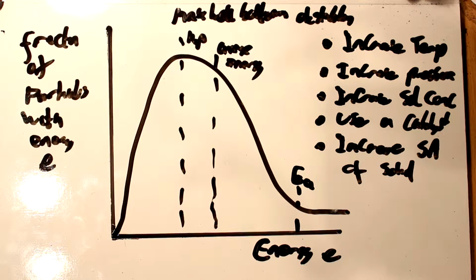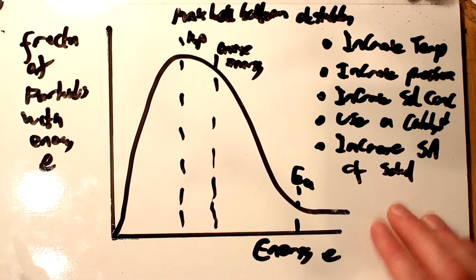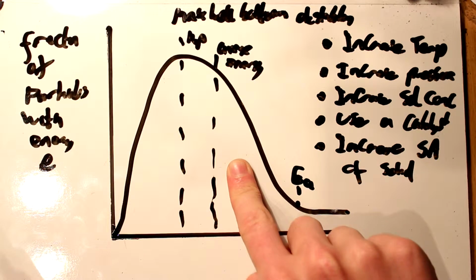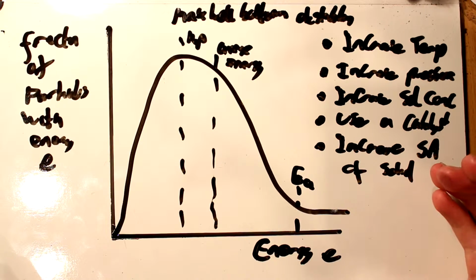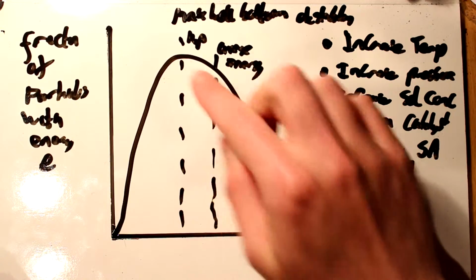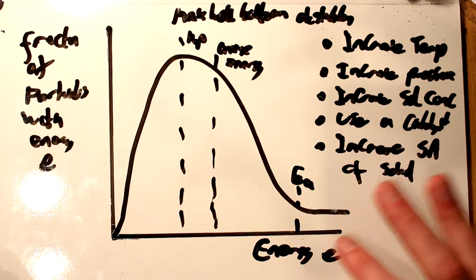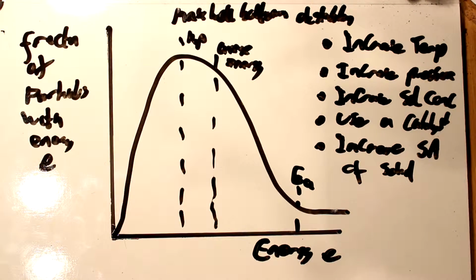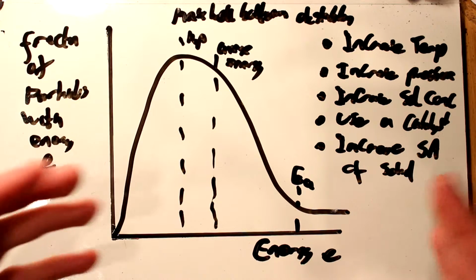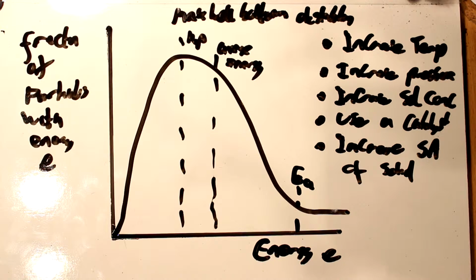But let's start messing about with the graph anyway. To start with, we need to understand that the area under the curve is the amount of particles. So if you found the area within this curve here, that's the number of particles you have within whatever you're doing. Like if it's in a test tube, within the test tube.